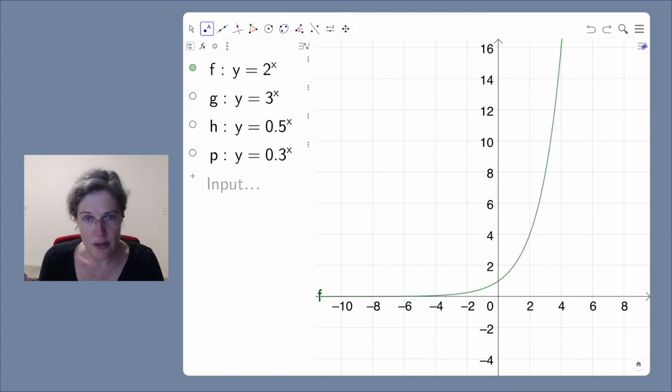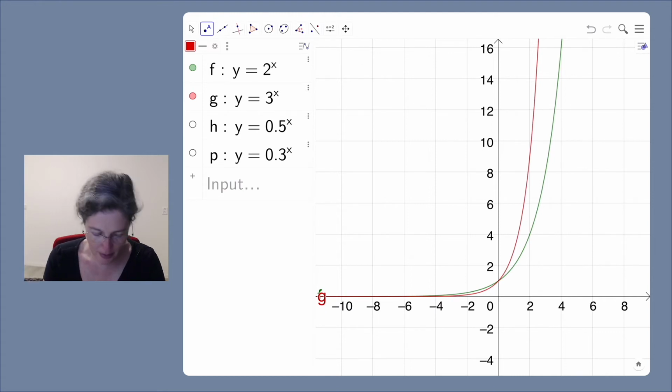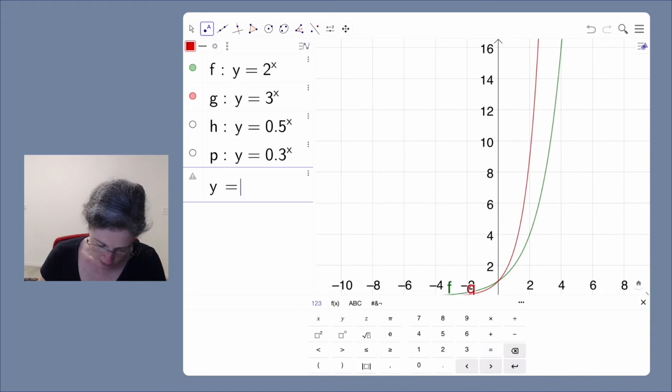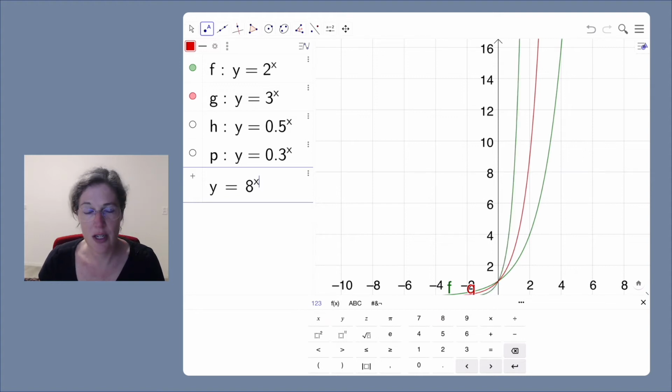So how does 2 to the x compare with 3 to the x? Well, let's have a look and see. As you might expect, when you increase the base, your exponential function climbs a lot quicker, because for example, when x is equal to 2, 2 to the x is 2 to the 2, which is 4, but 3 to the x is 3 to the 2, which is 9. So it's climbing quicker. And you can imagine that if we put in something like y is equal to 8 to the x, that's going to climb even quicker.